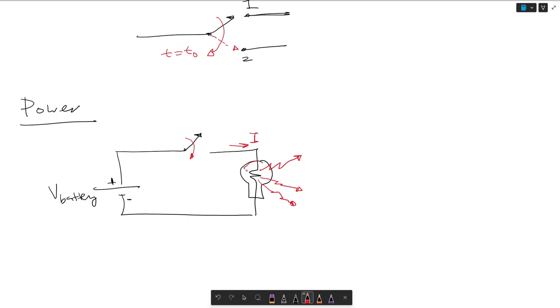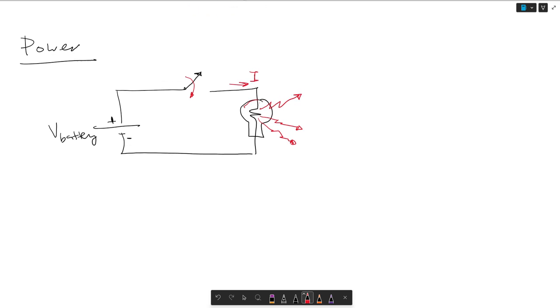And this is essentially how light bulbs work. When electrons flow through the resistor or through the filament, it absorbs energy, causing it to heat up and glow, resulting in the conversion of electrical power into light and heat.